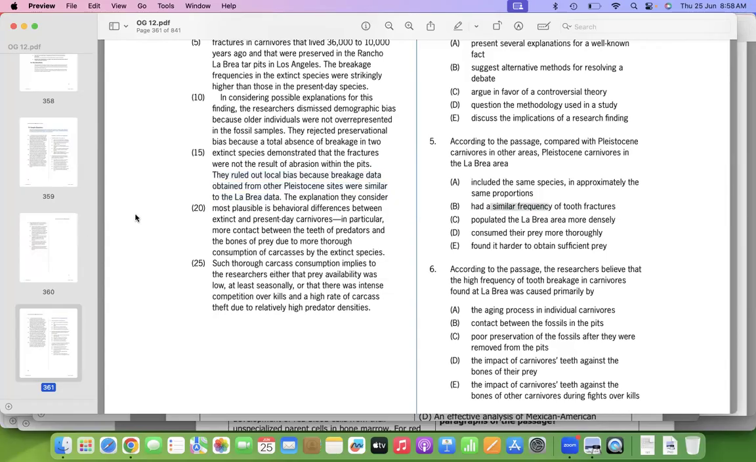Anurag, Shantanu, Sanjay. Why it's not D? Consume their prey more thoroughly. What is the location for that? Can you tell me? Behavioral difference, next line, in extinct and present day carnivores. And what is the question about? Is the question about extinct versus present day? No.